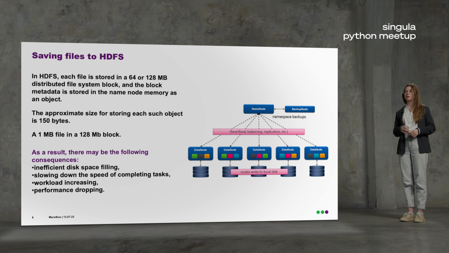Two files with a size of 1 megabyte will be stored in 2 blocks and take up 2 times more space in the namespace, although they could fit in 1 block. Many small files will take up a lot of space on the name node. As a result, there may be the following consequences: inefficient disk space filling, slowing down the speed of completing tasks, workload increasing, performance dropping.